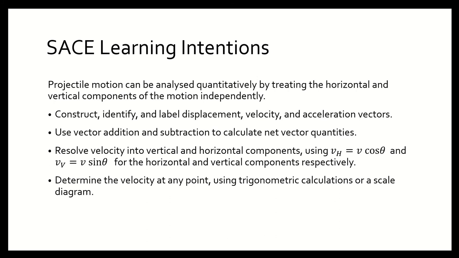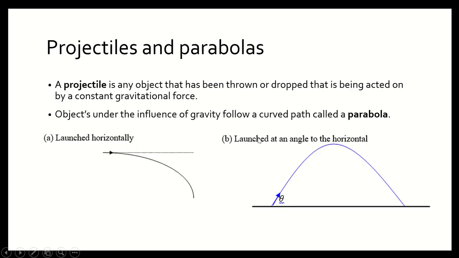So the first thing you need to look at is, what is projectile motion? Basically, a projectile is just any object that has been thrown, dropped, launched, etc., that is being acted upon by a gravitational force. So throwing a ball up into the air, kicking a ball, dropping a ball off a tower, etc.